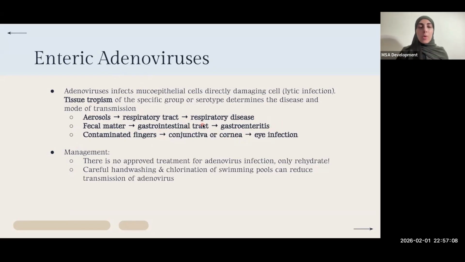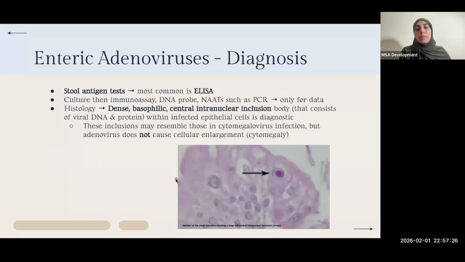Okay. Now, how do you manage this infection? We don't really have any approved treatment. You only rehydrate, just like what we saw with the previous ones, and you want to prevent it with careful hand washing, chlorination of swimming pools. Basically, you want to reduce the transmission of adenovirus. How do you diagnose it? You can do stool antigen test, which is the most common is ELISA. So you're testing the stool to look for the antigens of this virus. You can also do culture, then immunoassay, DNA probes, NATs such as PCR, but all of this is just for data and you don't really use it for diagnosis.